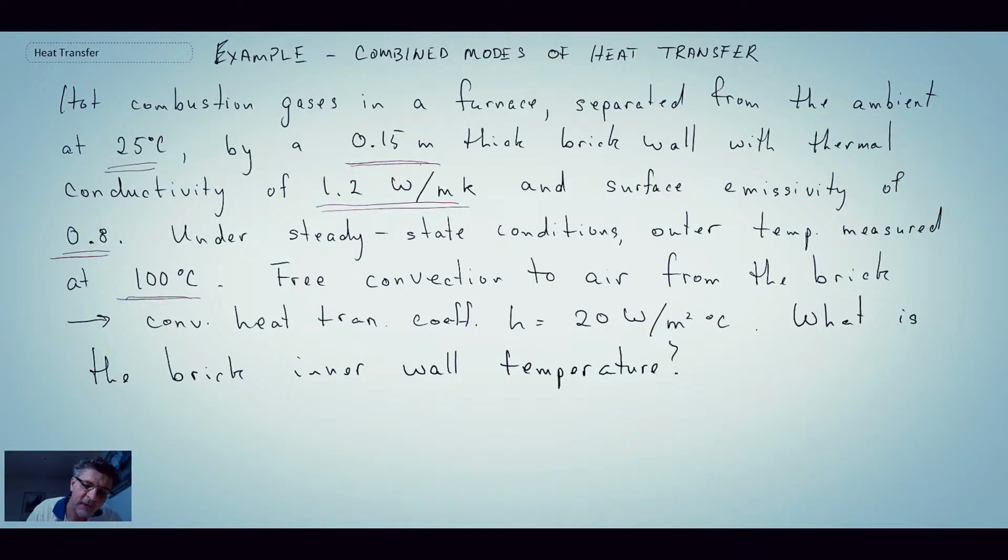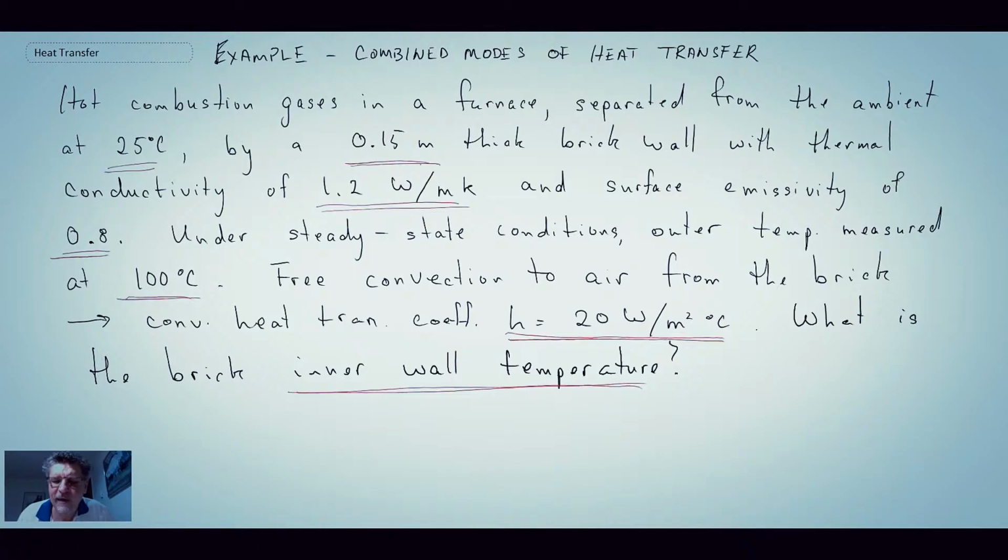And we're told that under steady state conditions, the outer temperature of the brick wall is measured to be 100 degrees C, and we know that we have free convection, so that is convection without any kind of pumping source, so it's just due to the buoyancy of the air. The outside of the brick wall has a convective heat transfer coefficient of 20 watts per meter squared degrees C, I should say. And we're then asked to determine the inner wall temperature of the furnace on the inside of the brick wall.